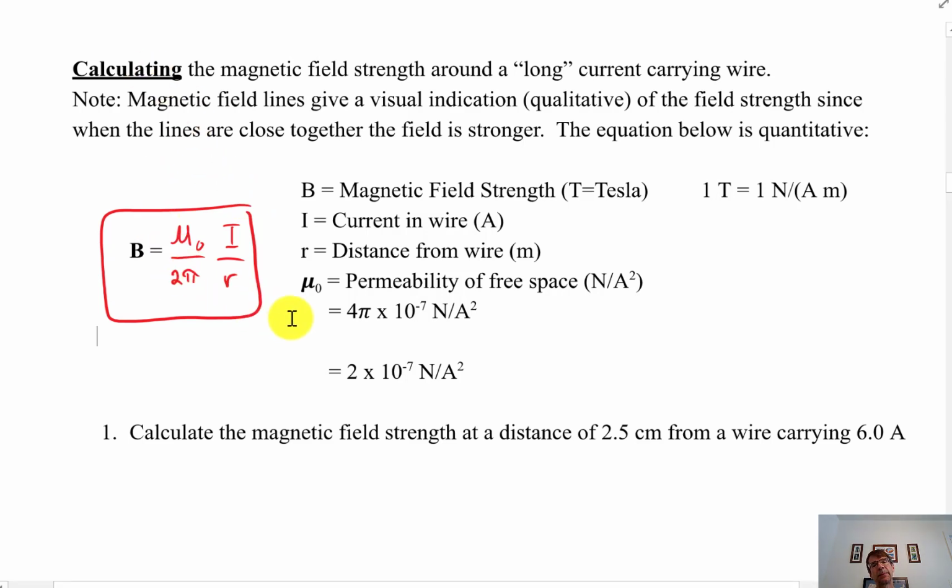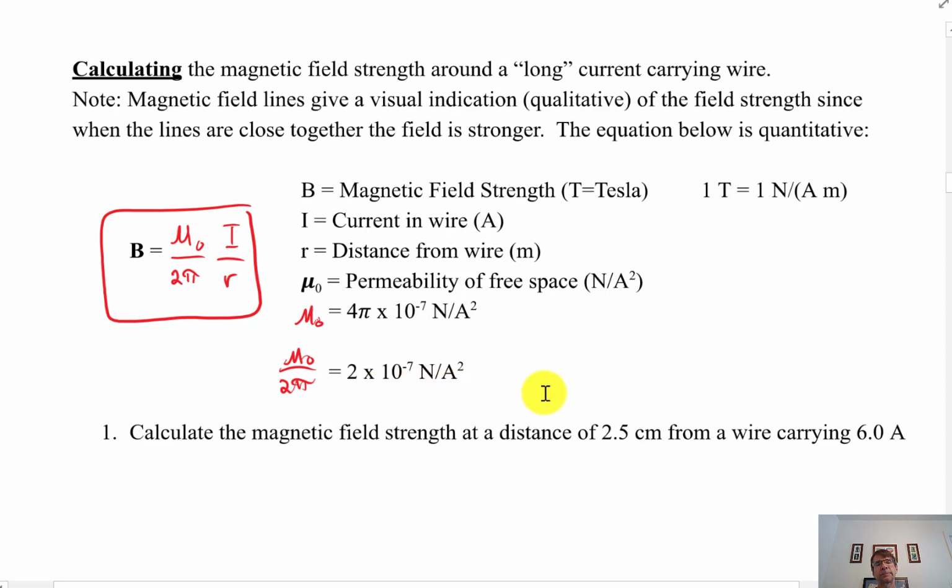It's the permeability of free space. You're going to be actually verifying that, I believe, in one of your labs. But the accepted value is 4 pi times 10 to the negative 7th newtons per amp squared. That's mu 0, the permeability of free space. If you take mu 0 and divide by 2 pi, which is useful in the equation we're dealing with, mu 0 over 2 pi has a value of 2 times 10 to the negative 7th, because the pi cancels out. So we're going to be using this number, 2 times 10 to the negative 7th, as our shortcut in these calculations.